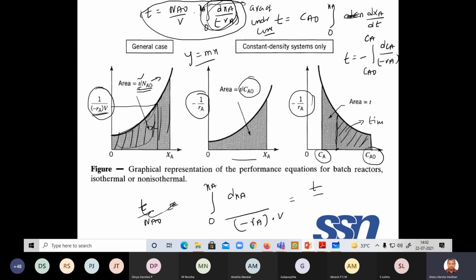Here it's just A giving R. If there are two reactants, A plus B gives R, then the entire thing goes for a toss, because you won't get it that simply. For that integral, you have to do integration by parts. Yeah, we'll see that in the next class.